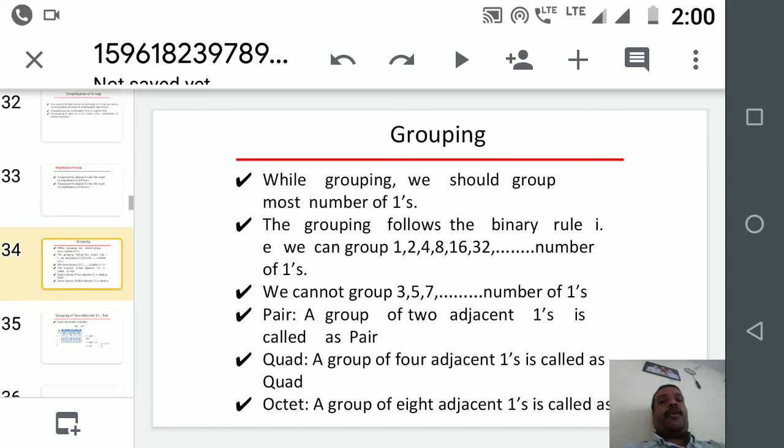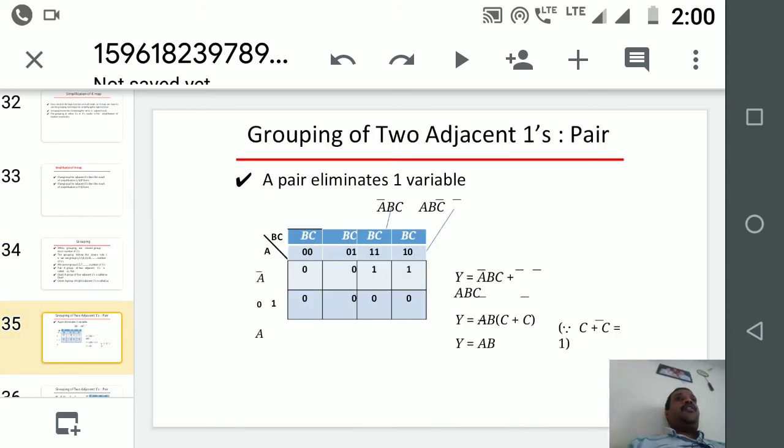Next we see the example of pair, octet, group. This slide shows the example of pairs. The most important point as concerned to the pair is that when you make a pair, it eliminates one variable. If you have a truth table, on the basis of the truth table you plot the K-map, and in this K-map you make the group of adjacent ones. So in this example, if you make the group of adjacent ones, what is the output?